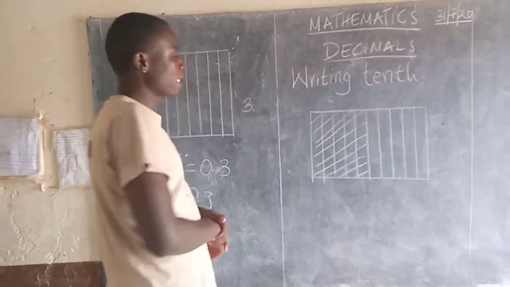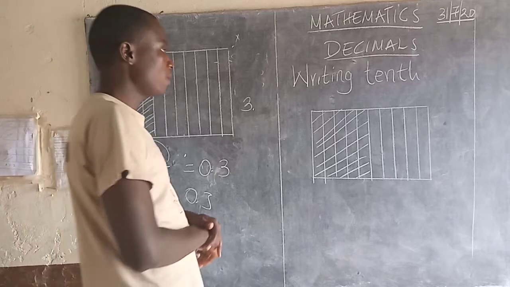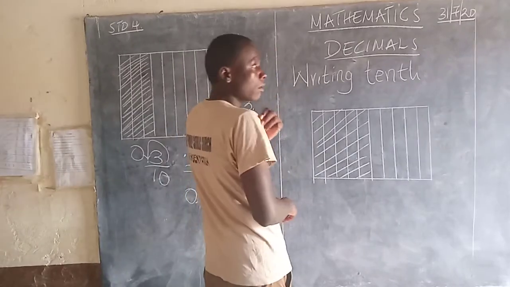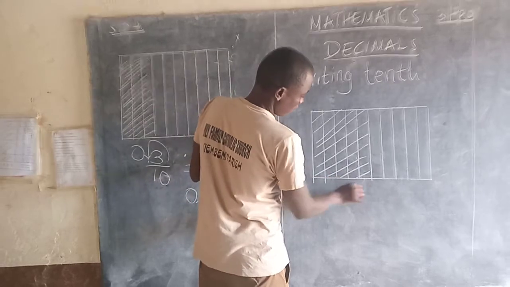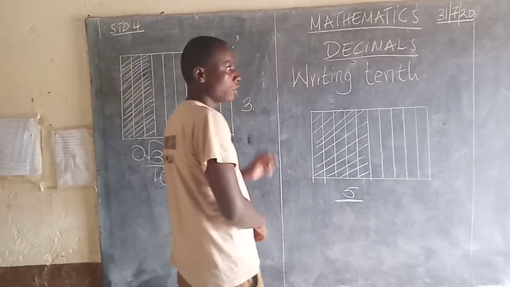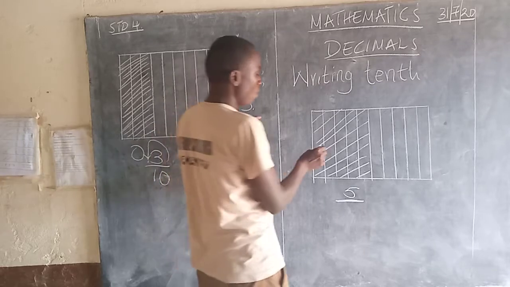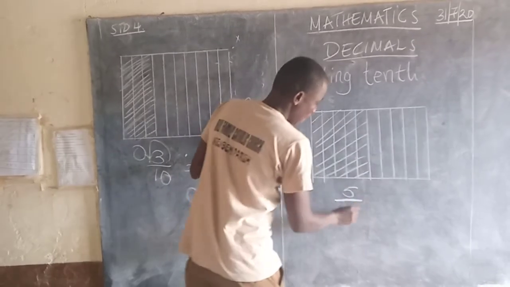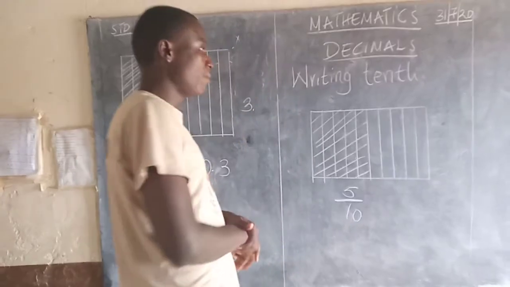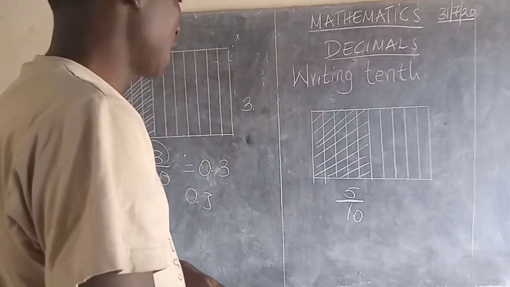And I want you to write the fraction of the shaded part. What do you do to get the fraction of the shaded part? You count the parts that were shaded. 1, 2, 3, 4, 5, so 5 over the total. How many are they all together? 1, 2, 3, 4, 5, 6, 7, 8, 9, 10, over 10. The fraction will be 5 over 10.